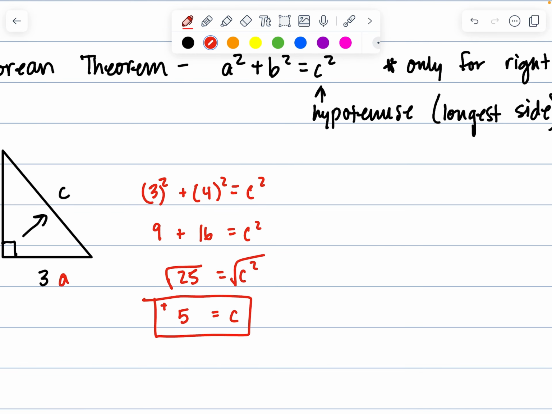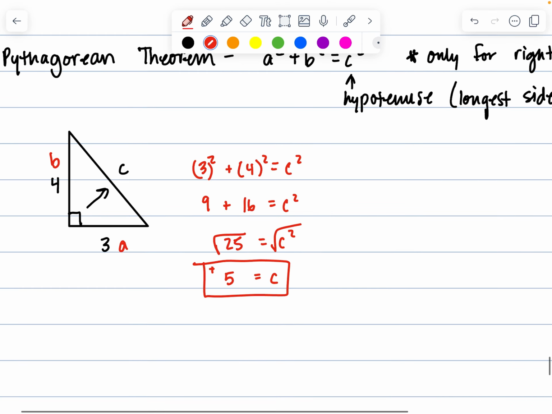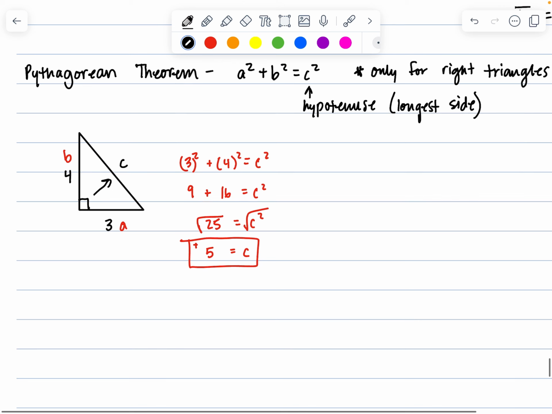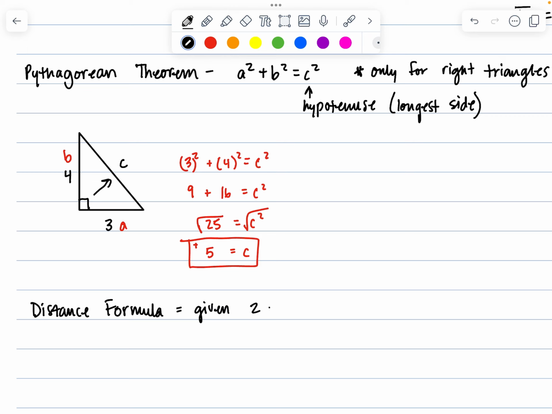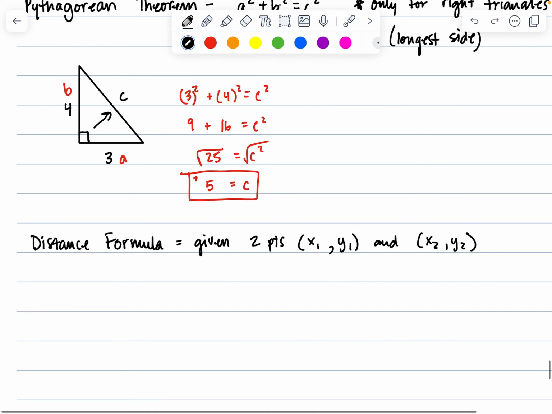How does this relate to the distance in the coordinate plane? It relates to the distance formula, okay? The distance formula is as follows. The distance formula, this is for the xy plane. And this is used given 2 points, x1, y1, and x2, y2. That just means the first set of coordinates is the 1s, the second set of coordinates is the 2s. We have this formula to solve.